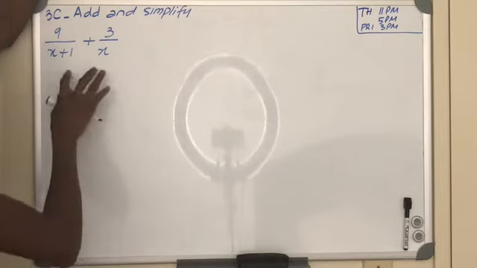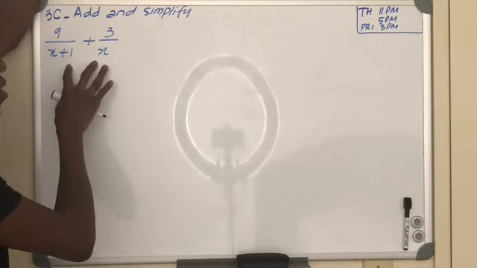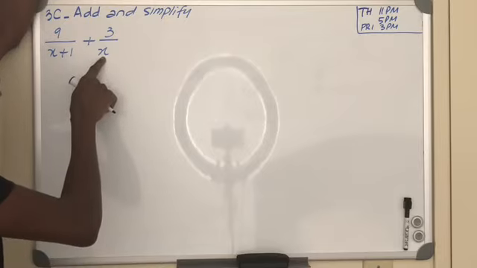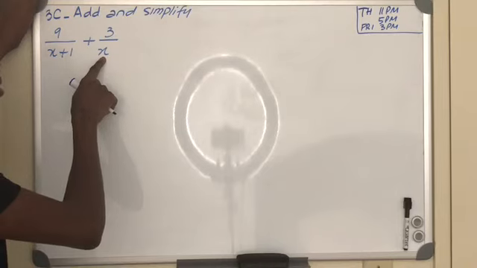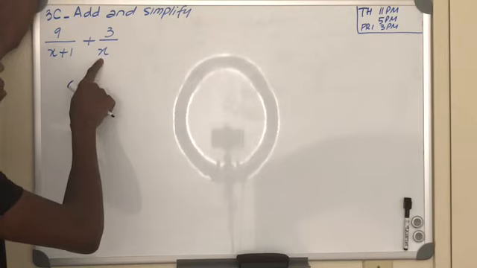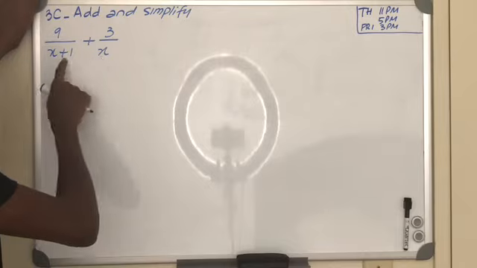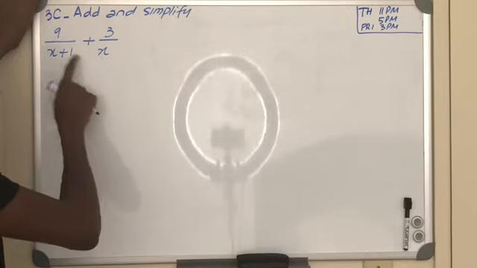This one is basically about adding fractions. It's about adding fractions, but the only difference is instead of having a number, we have a variable called x, which means we can think about it like a number, but it's not a number. It's a variable. The way we do it is we need to look for the common denominator.